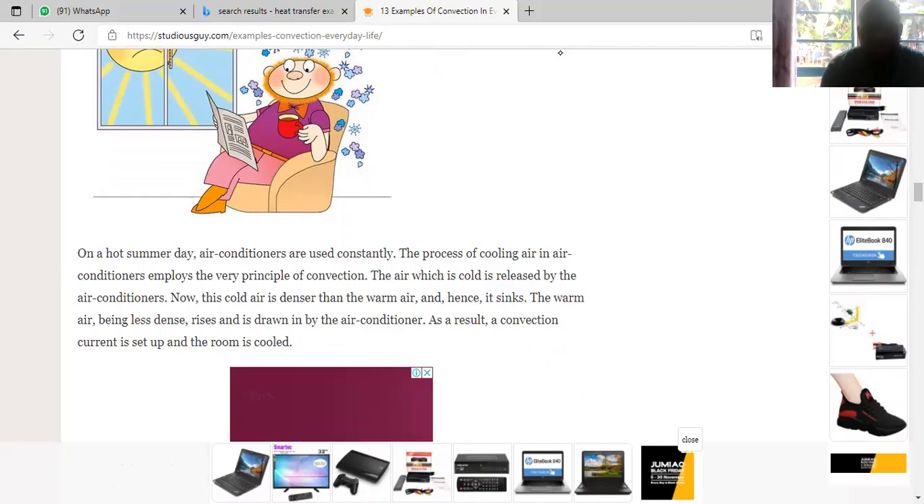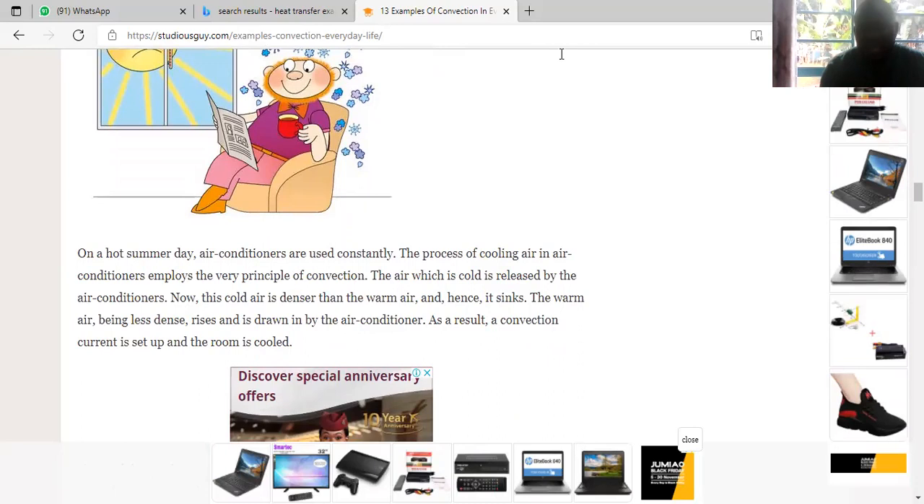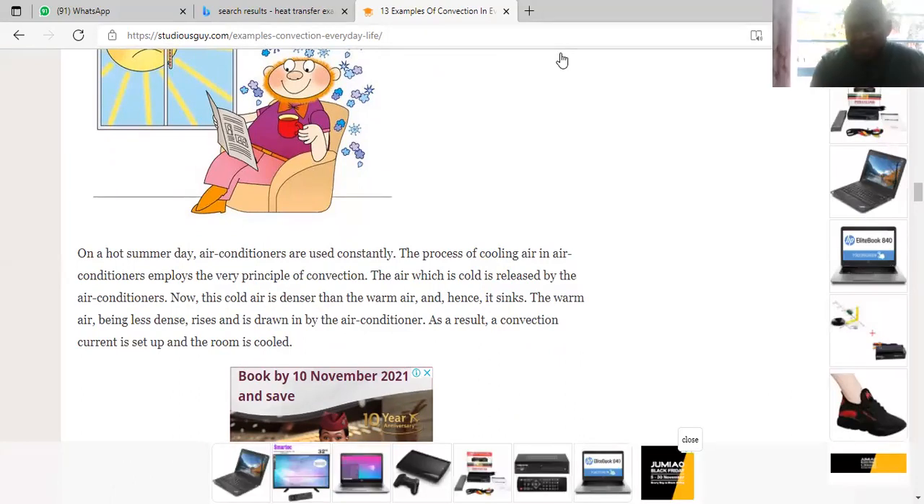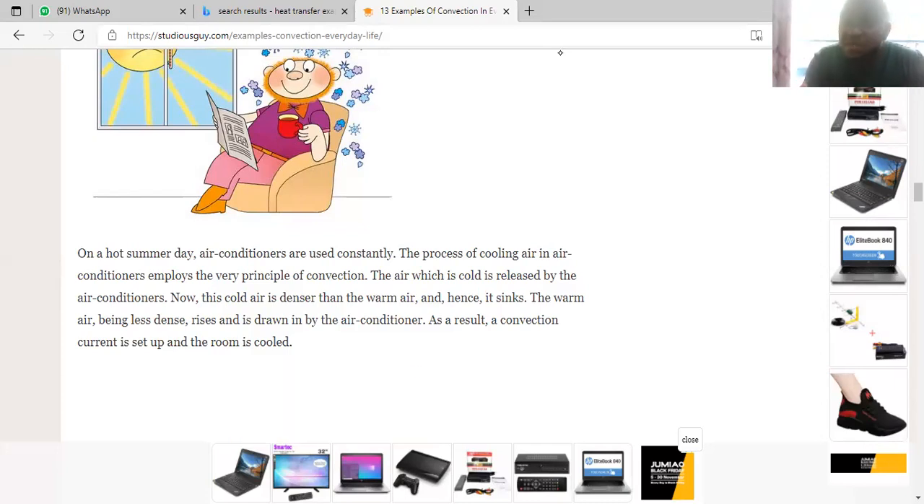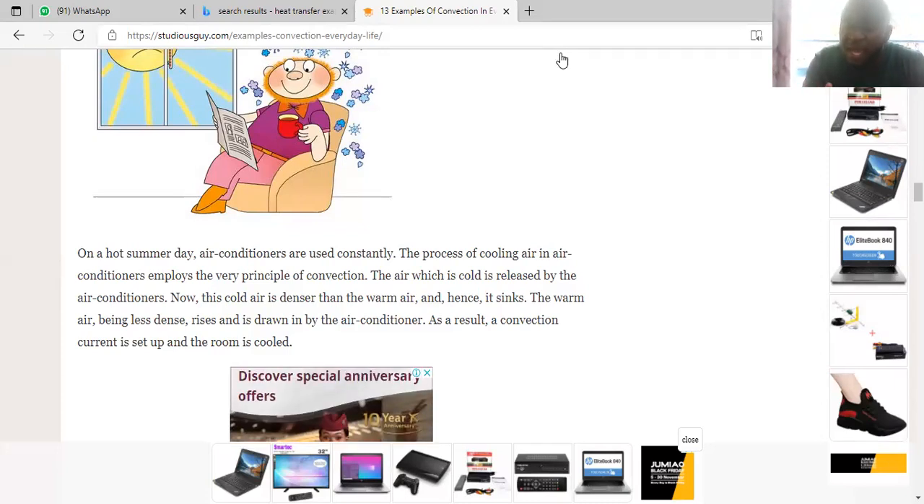The cold air is released by the air conditioner. This cold air is denser than the warm air, and hence it sinks. The warm air, being less dense, rises and is drawn in by the air conditioner. As a result, a convection current is set up in the room. So the air conditioner absorbs all the molecules which have high temperature or high heat energy. Then the ones released from the air conditioner are dense and cold, and they settle down and you feel cold.